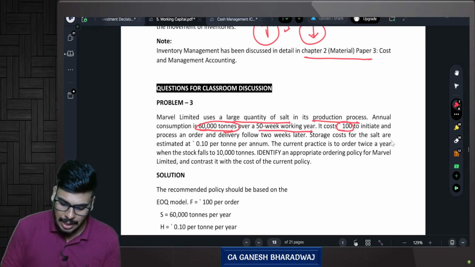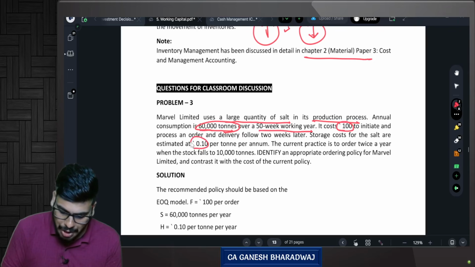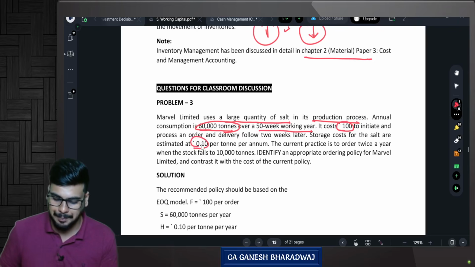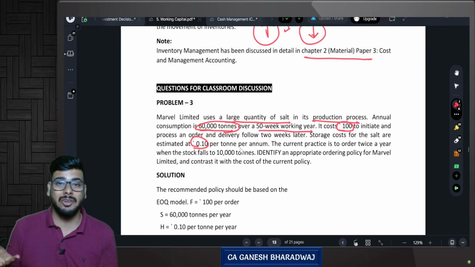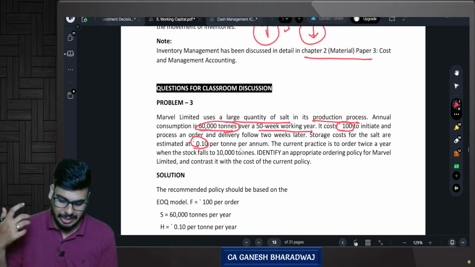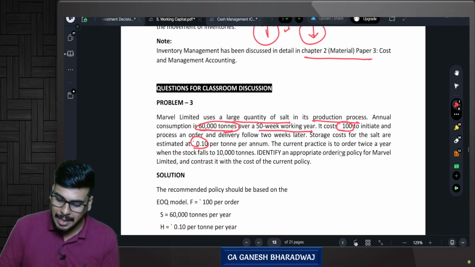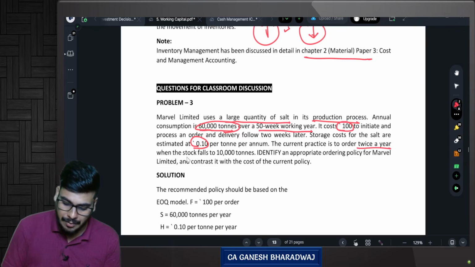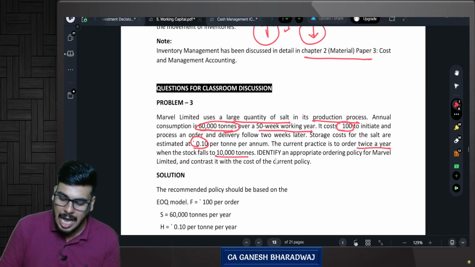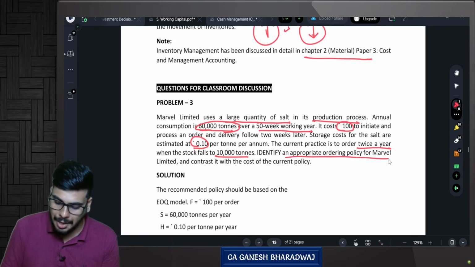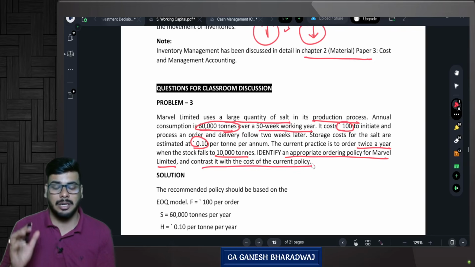Storage costs for the salt are estimated at 0.1 rupees per ton per annum. And so this is basically your carrying cost, your cost of holding it, holding cost or carrying cost, right? The current practice is to order twice a year when the stock falls to 10,000 tons. Identify an appropriate ordering policy for Marvel Limited and contrast it with the cost of the current policy.